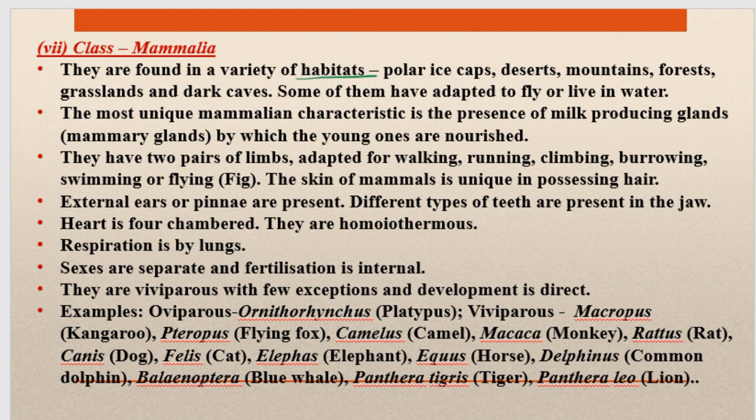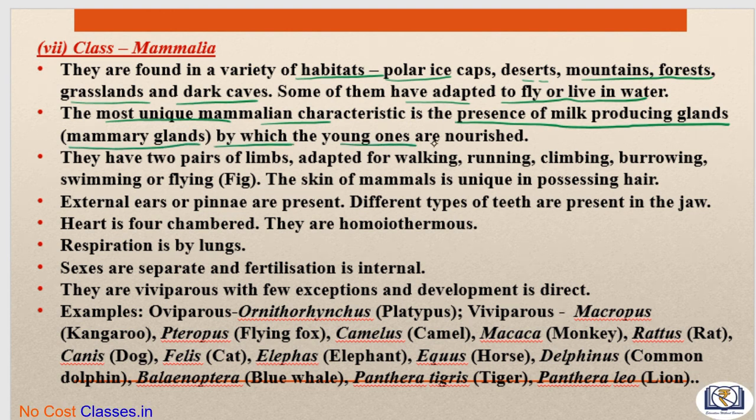They are found in a variety of habitats: polar ice caps, deserts, mountains, forests, grasslands, and dark caves. Some of them have adapted to fly or live in water. The most unique mammalian character is the presence of milk-producing glands, the mammary glands, by which the young ones are nourished. They have two pairs of limbs adapted for walking, running, climbing, burrowing, swimming, or flying. The skin of mammals is unique in possessing hair. External ears or pinna are present, and different types of teeth are present in the jaws.